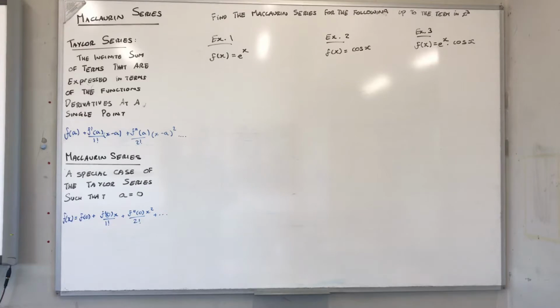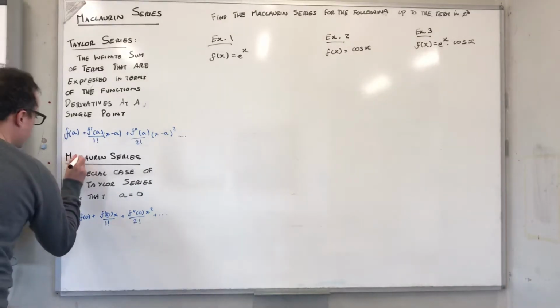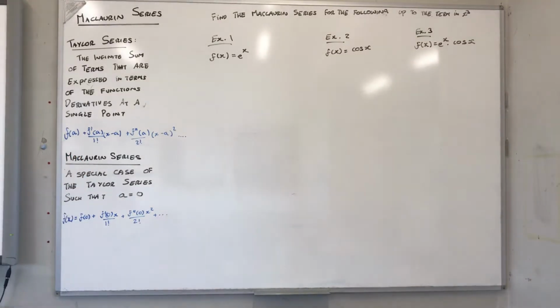Now, the Maclaurin series, although it kind of looks like I've just written Maclaurin with a C there, the C's and L's look a bit similar. The Maclaurin series is a special case of the Taylor series such that a equals 0, and hopefully you can see that it immediately makes things a lot easier to deal with in terms of the algebra.